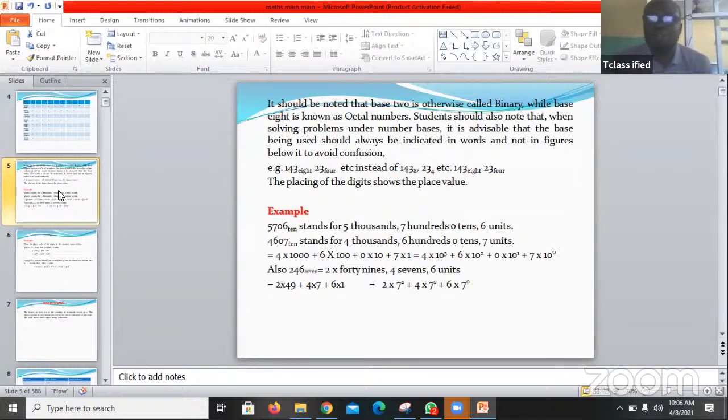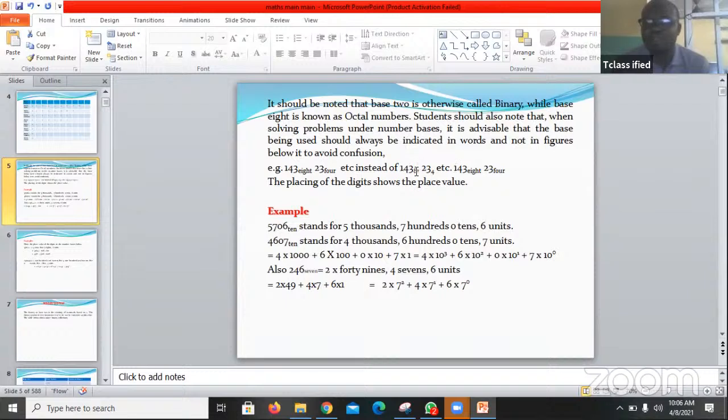Now, students should also know that when solving problems under number bases, it is advisable that the base being used should always be indicated in words. So take note, the base that we are considering here is base 8. So this is 143 base 8. You can see that the base is written in words, whereas the other numbers are written in their actual numerical form. So this is 23 base 4, meaning that the base is 4. And that's why you can never see 4 in these numbers because the base is 4. This is base 8. You can see numbers from 7 down to 0, but you can never see 8. So this is the right way to write it and not this way.